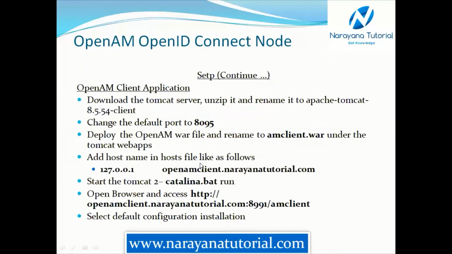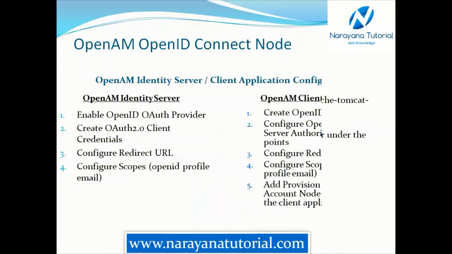Add the host name in the hosts file like this. And start the Tomcat with catalina.bat run. Open the browser, access the OpenAM client application, and select the default configuration installation. So it means that two Tomcats are running. In the Tomcats, we have deployed the two OpenAM war files on two different ports, two applications. One is the client application and the second one is the IDP server.